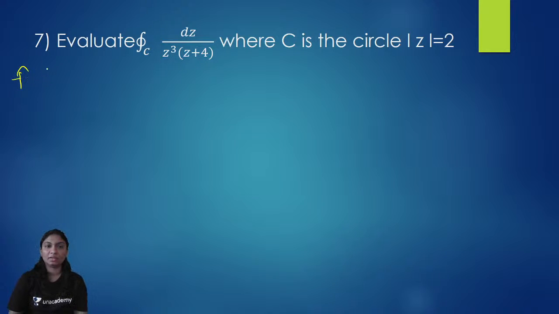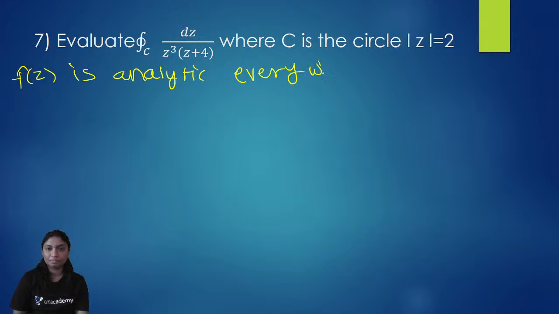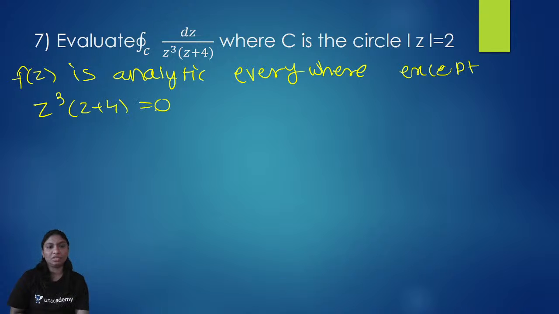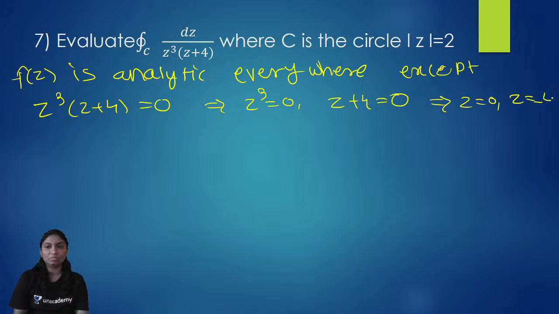Now see, first of all, f of z is analytic everywhere except within and on the curve where z cube into z plus 4 is equal to 0. That is, z cube is equal to 0 and z plus 4 is equal to 0, so z is equal to 0 and z is equal to minus 4.